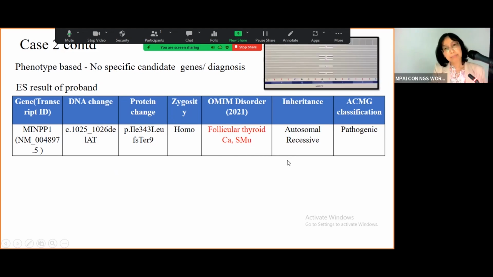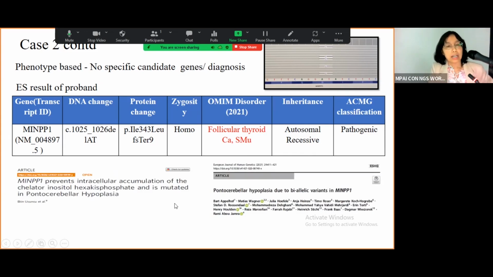This is the IGV picture of the indel. When we looked up the literature, however, this gene was associated with pontocerebellar hypoplasia. So when we reverse phenotyped our case and reviewed the MRI, there was a specific finding of basal ganglia hyperplasia, which clinched the diagnosis for us, and hence this was classified as a pathogenic causative variant, and a prenatal diagnosis was provided to the family.